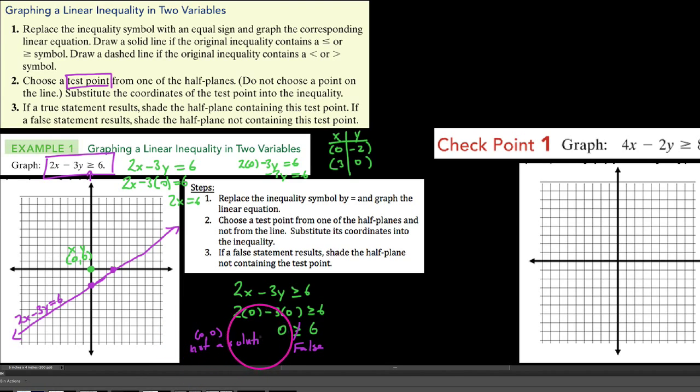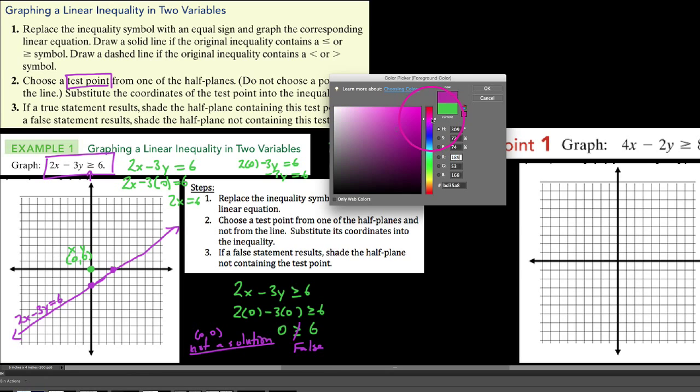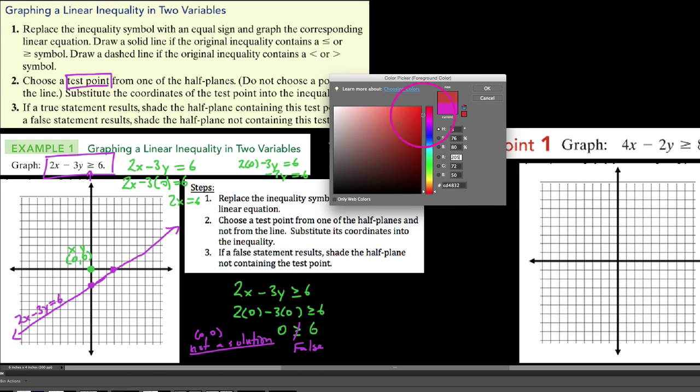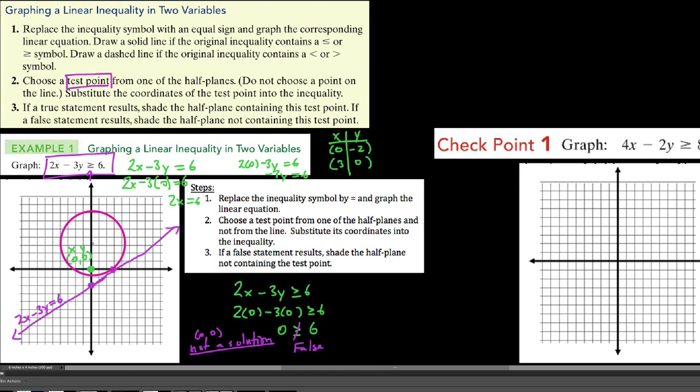Because it's not a solution, remember that on a graph we only shade things that are solutions. Since the point was above the line and it provides us with a false statement, all of the points on this side are false, because all the solutions are going to lie on one side or the other. So with step 3 here, it says if a true statement results, then shade the half plane containing the test point. If a false statement results, shade the half plane not containing this test point. Since this was false, everything on this side of the linear inequality is false, so we're going to shade this half plane down here.